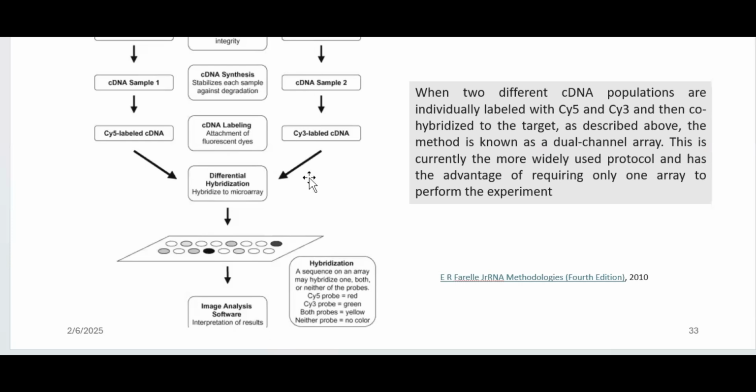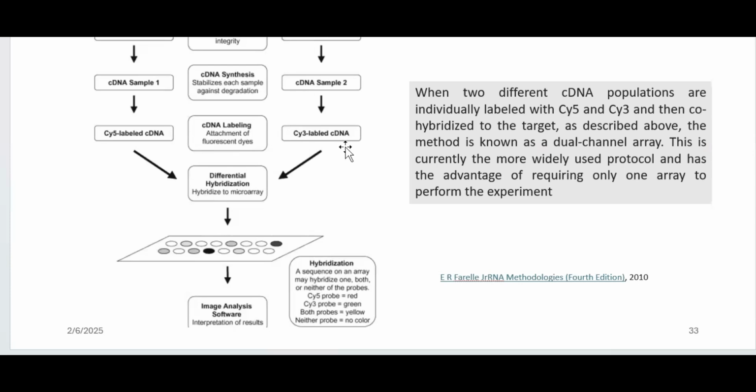So in the process, if you see that a sequence on an array hybridizes with one, or it may hybridize with both, right? It is possible, or it is quite possible that it will not hybridize with any of the probes. So if you are using Cy5 label, you will see red color spots. If you are using Cy3, you will get green color spots. If both probes are binding together, you will get yellow color. And if it is not binding to any of the probes, you will get no light produced over there.